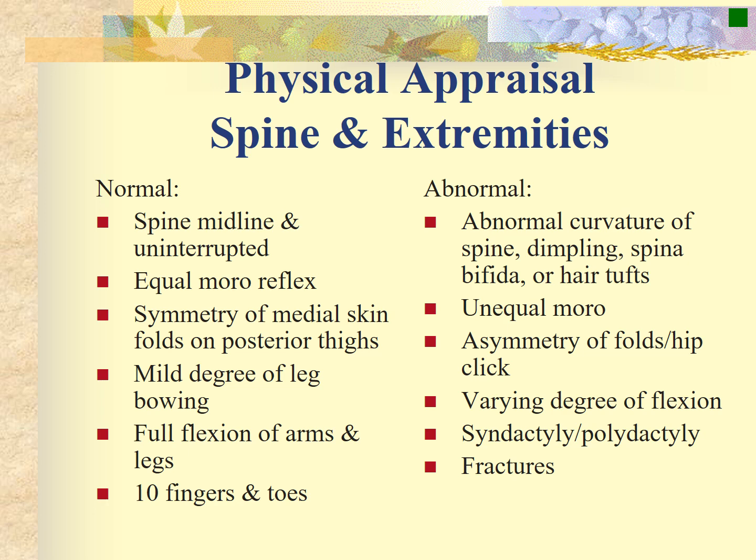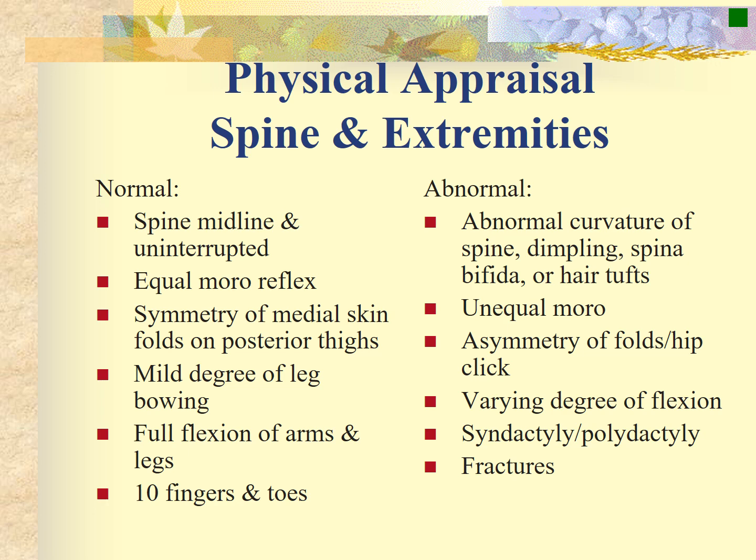Abnormal would be an abnormal curvature of the spine. As you run your finger down, you feel it go not straight. That could be an abnormal curvature. If you see dimpling down there or hair tufts on the spine, hair tufts could be an indication that there is a spina bifida that's tiny and hard to see under the hair. The unequal Moro, where you pull the hands up and let the startle happen, and one side reacts but the other side doesn't react as well, that could be a problem, and asymmetry of those little butt folds could be an indication.